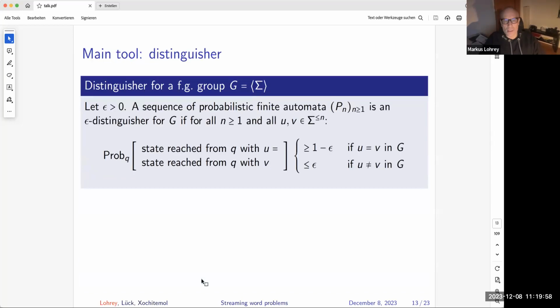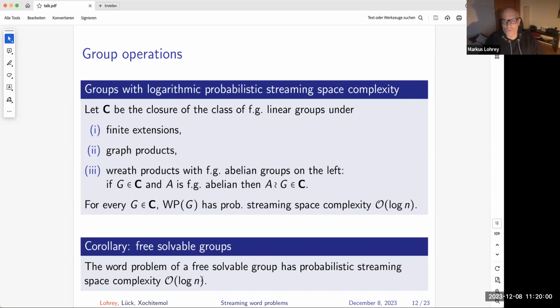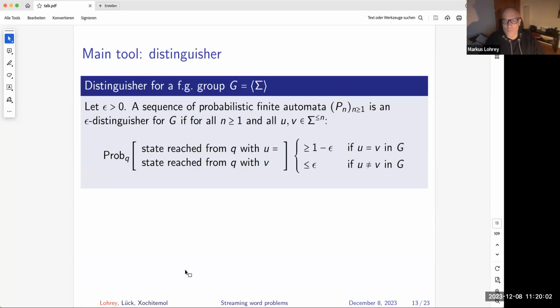Good. Then what is the main tool to prove these results here? The main tool, I call it here a distinguisher. In the paper, it's actually called differently, but maybe distinguisher is a better term for this. What is a distinguisher?